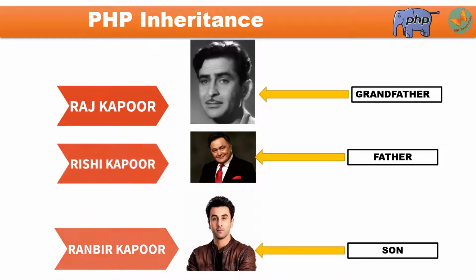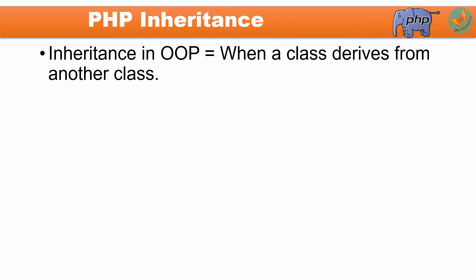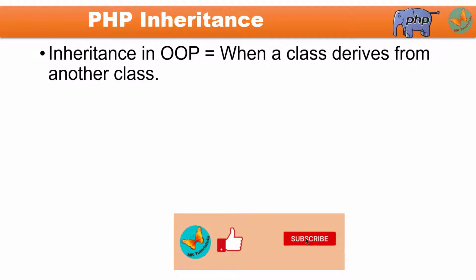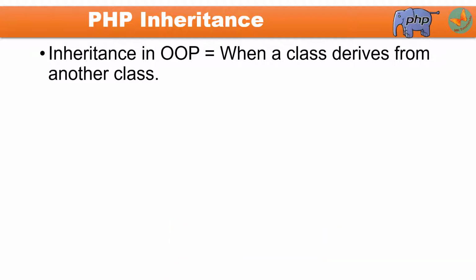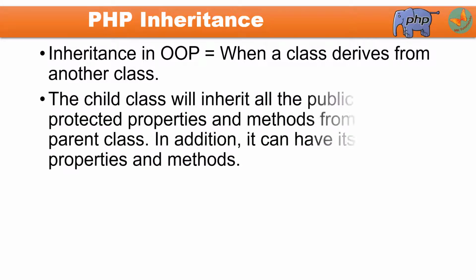So let us try to understand inheritance in terms of PHP. Inheritance in OOP means when a class derives from another class. In our case, we are saying that Ranbir Kapoor has inherited his acting skills from his father and grandfather. If you consider these three people as three classes, then a class is deriving the properties and methods from another class. This concept is nothing but inheritance.